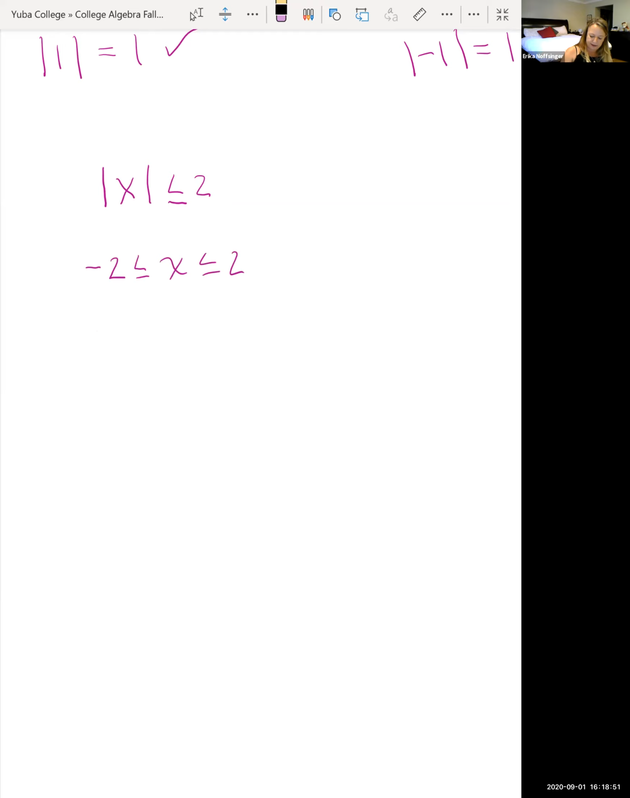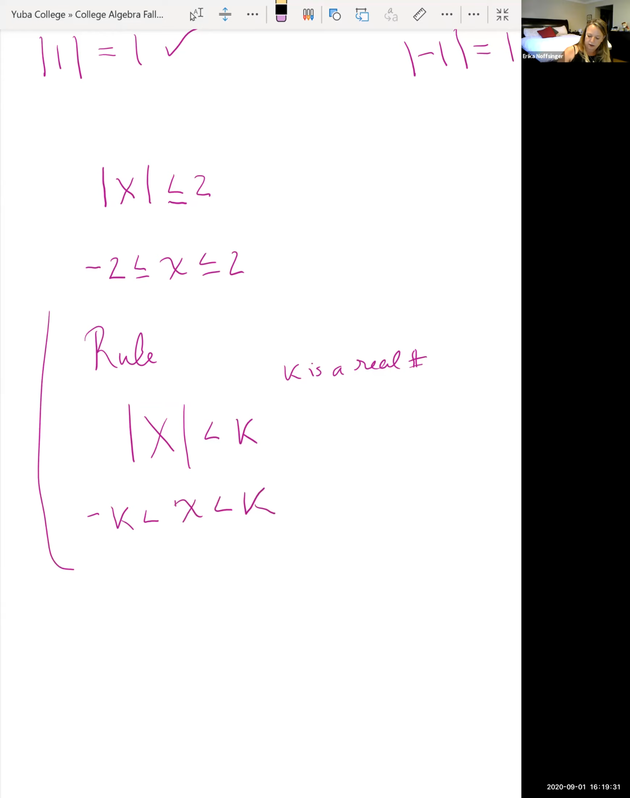So the rule says, and this could be some expression x in here, if you have an expression and the absolute value of that expression is less than or equal to k, where k is a real number, then in order to drop this, we can solve it by looking at -k is less than or equal to that expression x, which is less than or equal to k. Oops, I forgot to say that k is a real number, has to be in there.